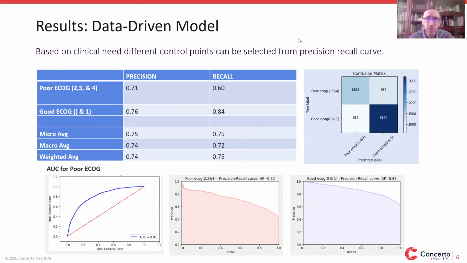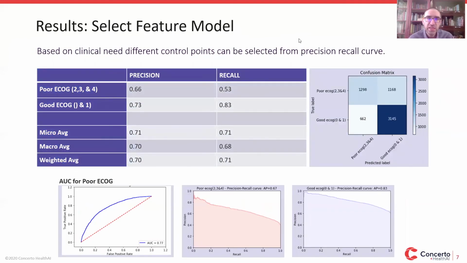The confusion matrix also illustrates that because of the nature of the population and the classifier, it performs very well on pulling out good ECOG patients. And if you wanted to isolate poor ECOG patients, the performance is not quite as good.